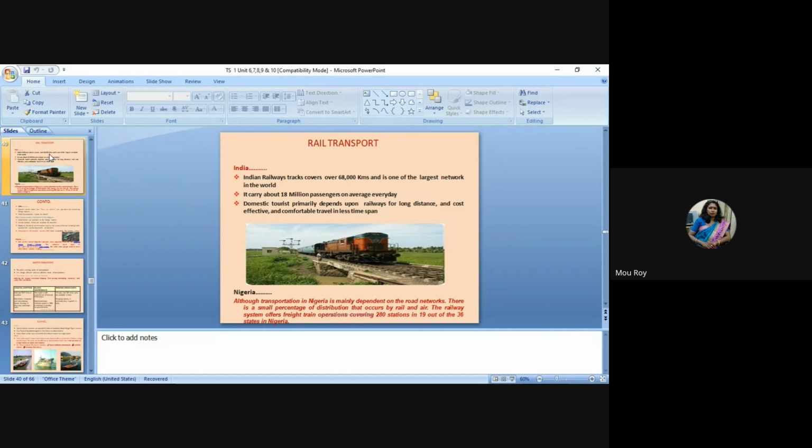Am I right, madam? Yes, ma'am. They are considered the lifeline of Mumbai. Okay, so you can see.